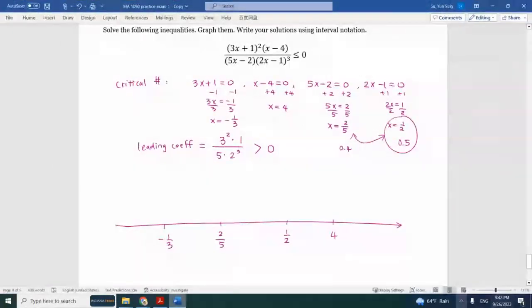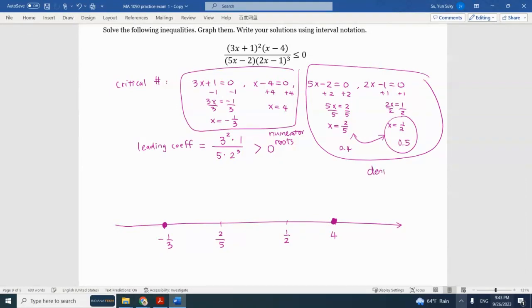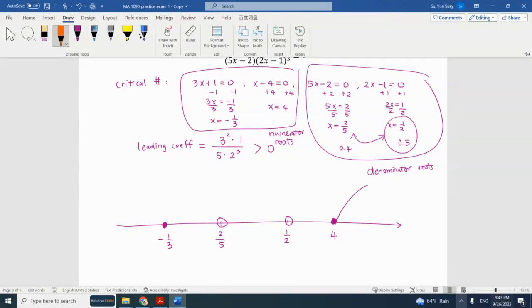Okay, therefore, numerator, what are the numerator roots? See, these two numbers are the numerator roots. So you put a solid circle. And these two numbers are the denominator roots. And you put an open circle. Now, leading coefficient positive, you start with the right upper corner. 4. Okay, let's see. 4.